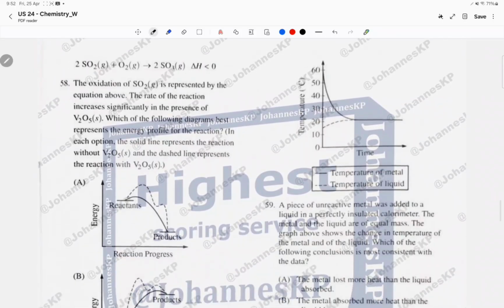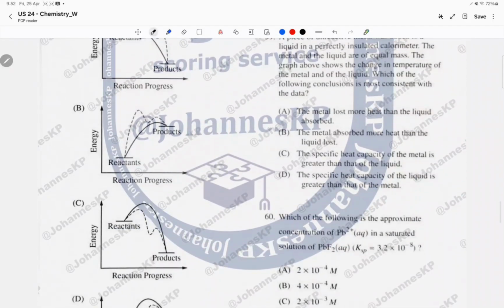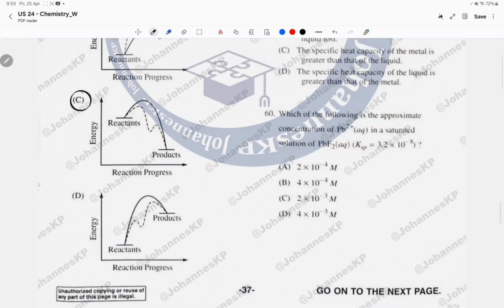58. Delta H is negative, that means exothermic, we have to go down. And V2O5 is a catalyst that must lower the activation energy. And the solid line is without, dashed line is with. So it's not going to be A. And B is endothermic, even though it must have an exothermic reaction. It must lower the activation energy. Yep, choice C.